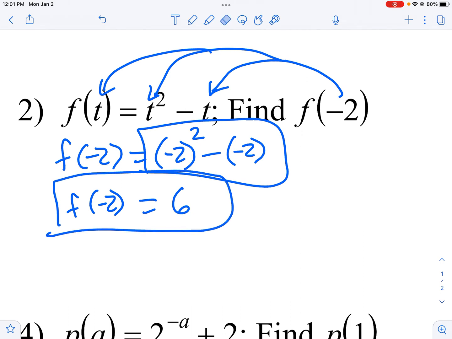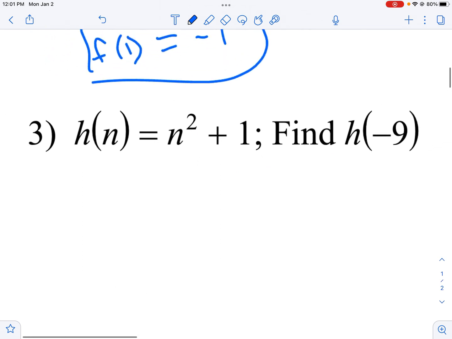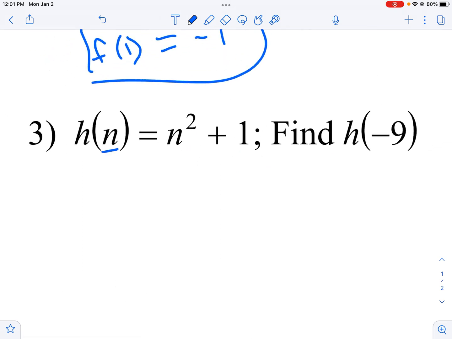If you don't get 6, you have typed it in wrong, and you need to figure it out and get it corrected. Because the most common error is people don't put things in correctly. So make sure you put parentheses. You should get 6. Let's go to 3. We got h of n, it's n squared plus 1. So you square the number and then add 1. We're going to take negative 9 and put it in all of the n locations.